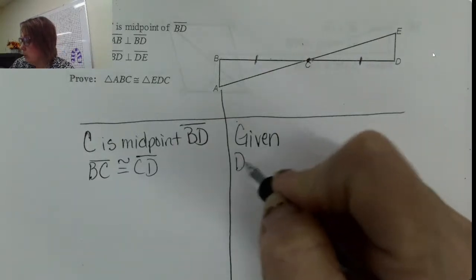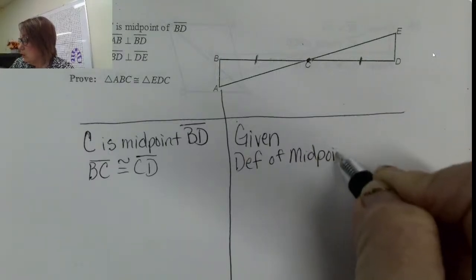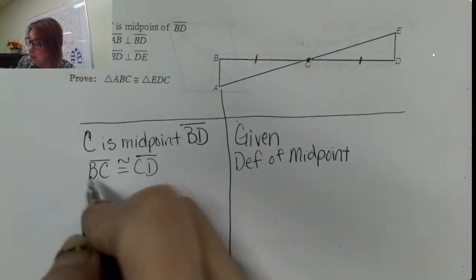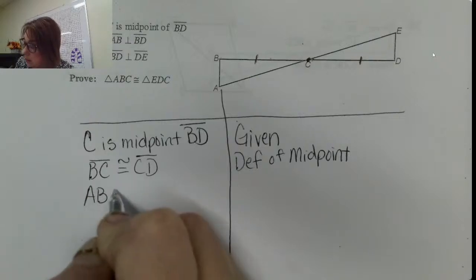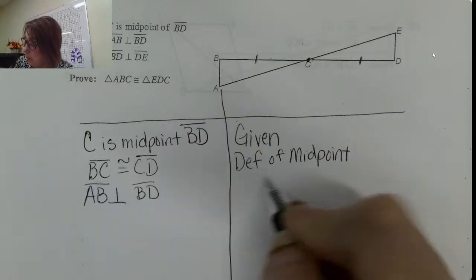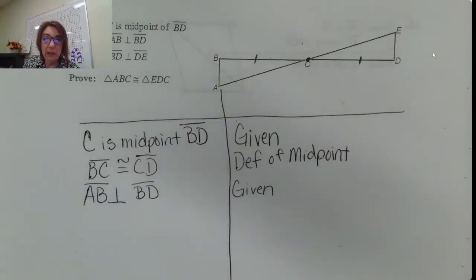Because we know what a midpoint is. So if we have a midpoint, we know that it makes two congruent segments. Okay? All right, so let's look at the next piece of information they gave us. They said AB is perpendicular to BD. Now, how do we know that? Given, right? They gave us that. Now, what does that mean, perpendicular?